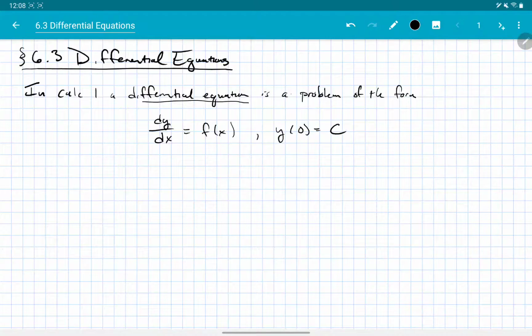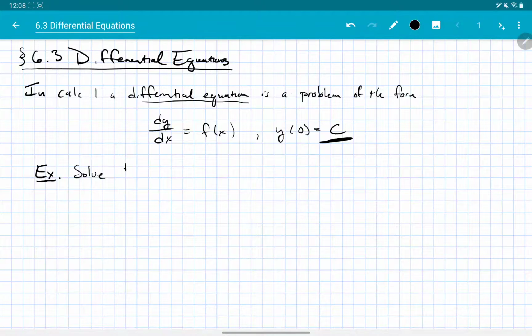So what the differential equation is asking for is a function y whose derivative is f of x, but has a specific value at x equals 0. An example or two will suffice.